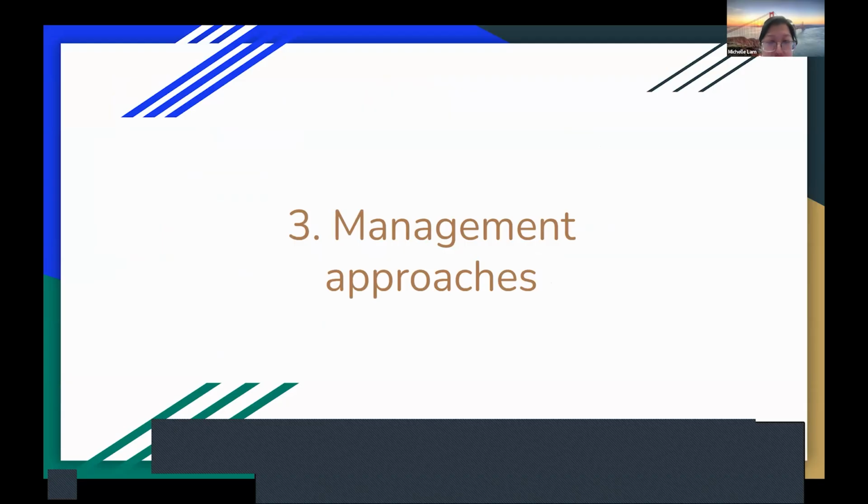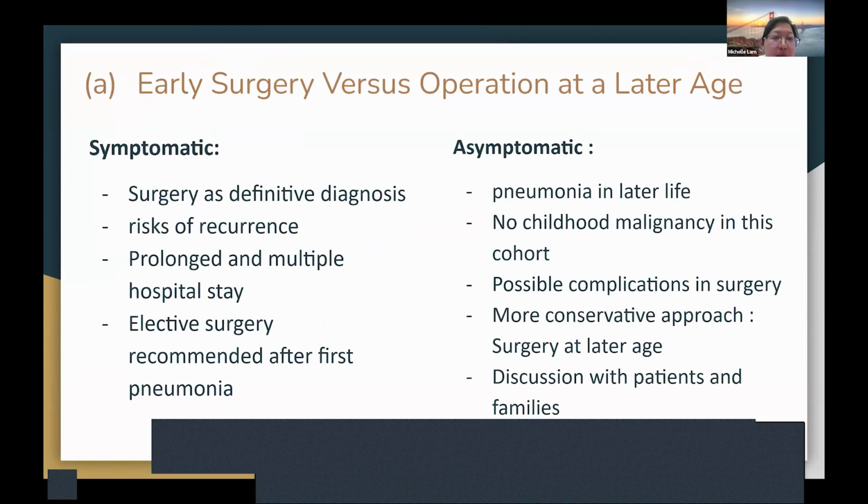So seeing these results, how would we manage patients diagnosed with CTM? We suggest that from this study, for those with symptoms, those who present to us with symptoms, surgery should be the definitive treatment because there were risks of recurrence, which may lead to prolonged and multiple hospital stays. Elective surgery was recommended after the first pneumonia to prevent recurrence and further complications.